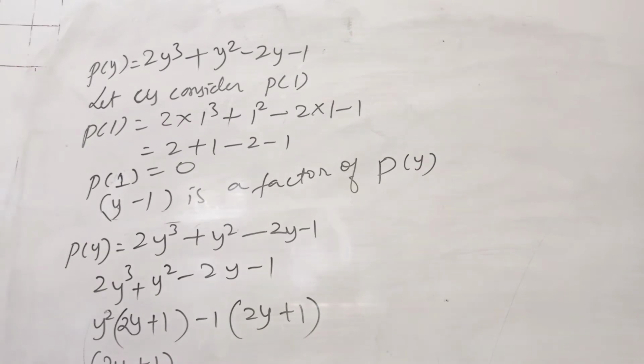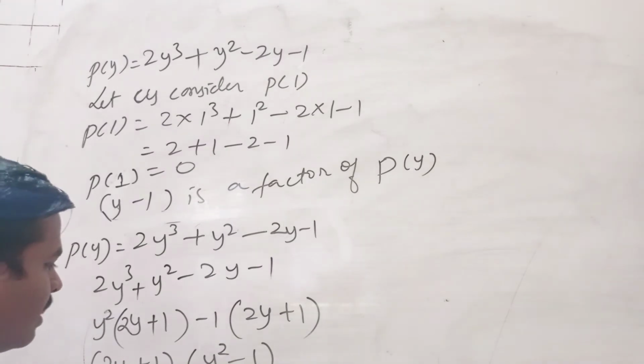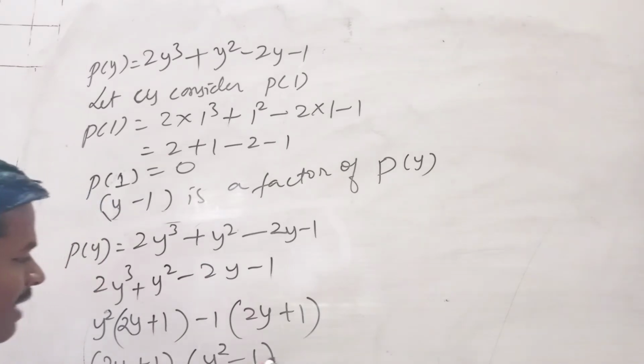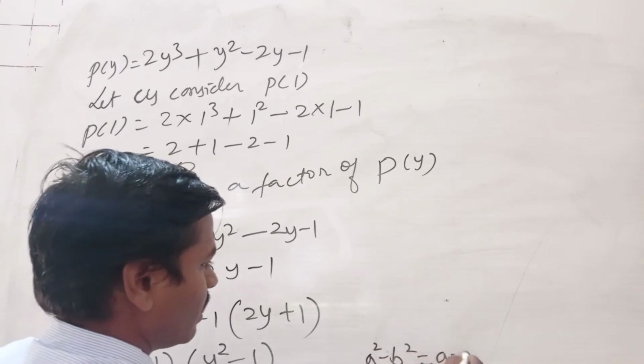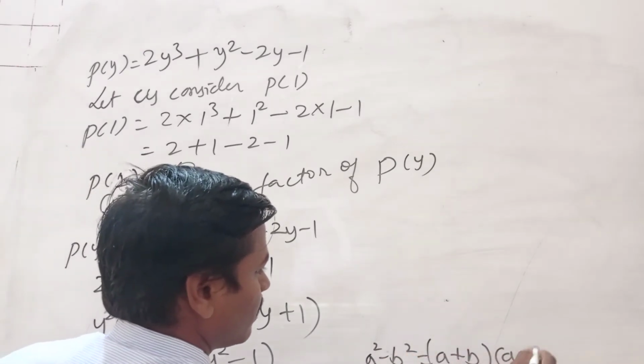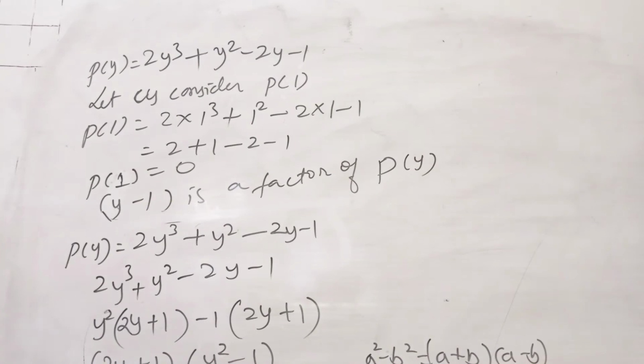Now what can we do here? Y square minus 1 is there already. Now what we can do? A square minus b square. A square minus b square you can do that. 2y plus 1 into y plus 1 into y minus 1. A square minus b square means a plus b into a minus b. That one we are using here.